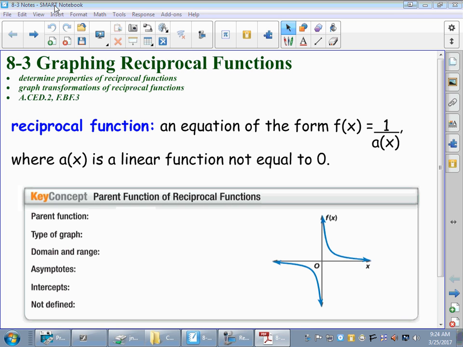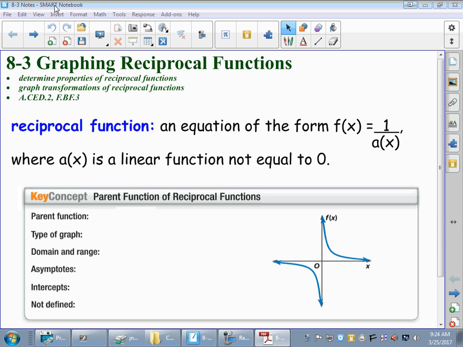And so up to this point, we really haven't been able to graph these things. We never had the variable in the denominator. And so now we're going to look at what does that do? What happens when we actually put x in the denominator? Well, it does some crazy things to our graph.